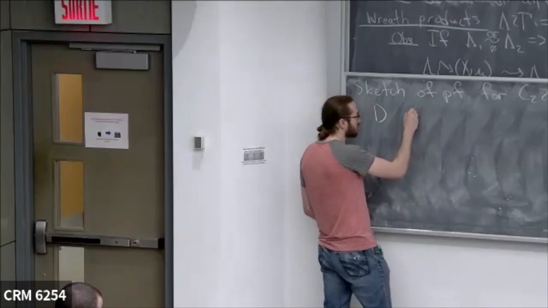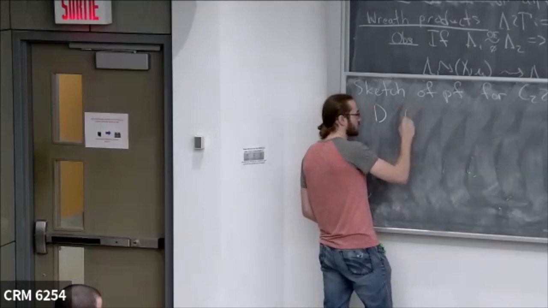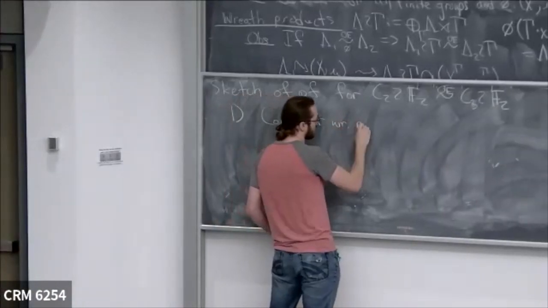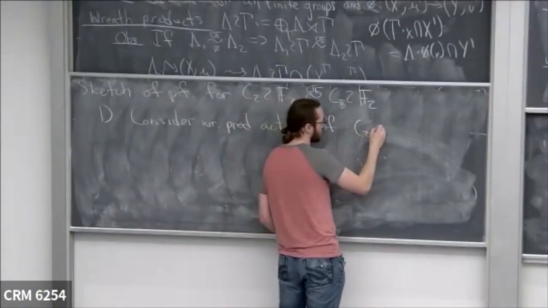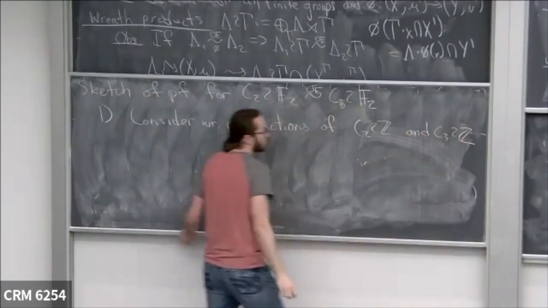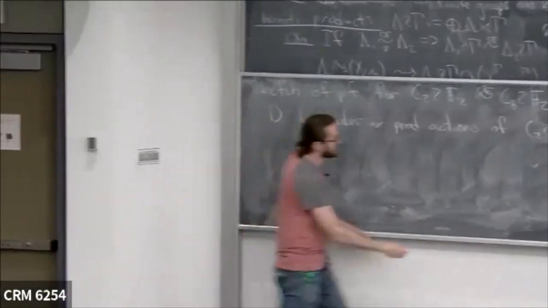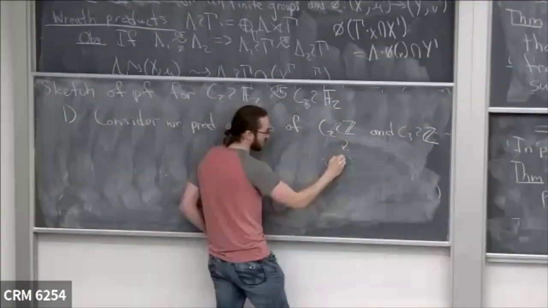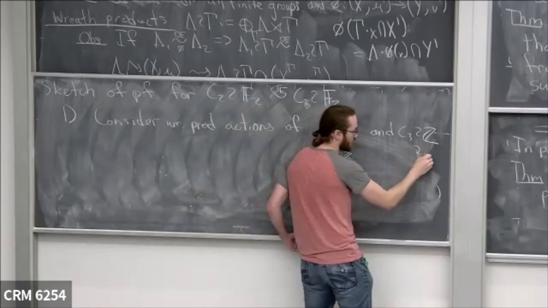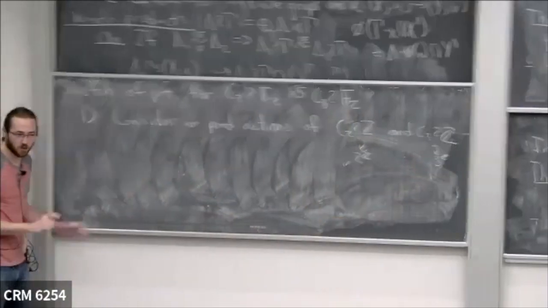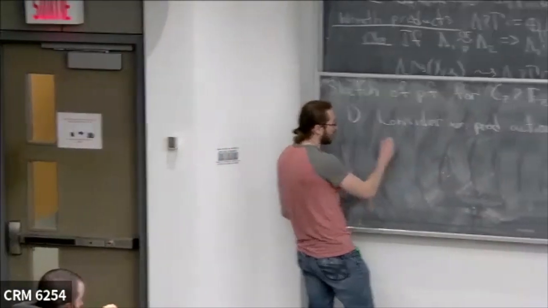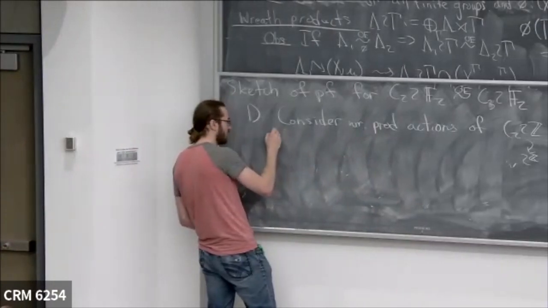So we're going to be looking at actions. So first consider the wreath product actions of C2 wreath Z and C3 wreath Z. These two groups, the wreath product action, I'm not going to write down the measure, but if this acts on 2 to the Z and this is acting on 3 to the Z, if we take the action of C3 on 3 points and the action of C2 on 2 points.